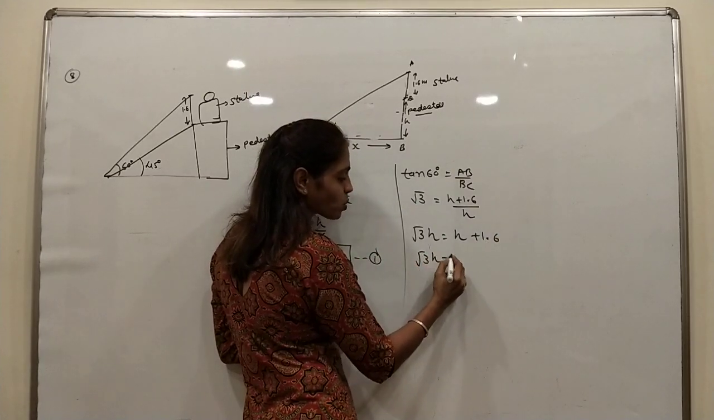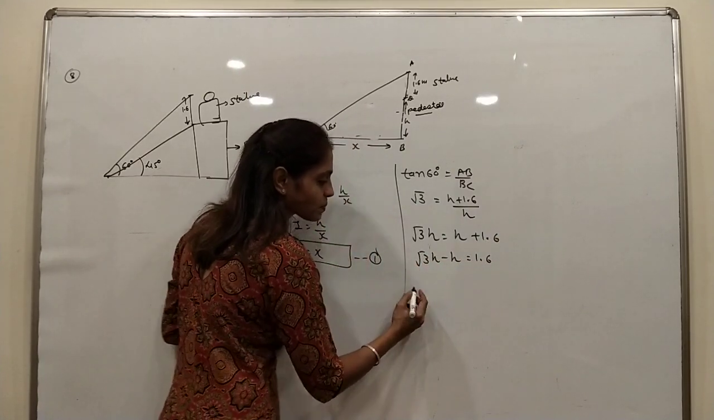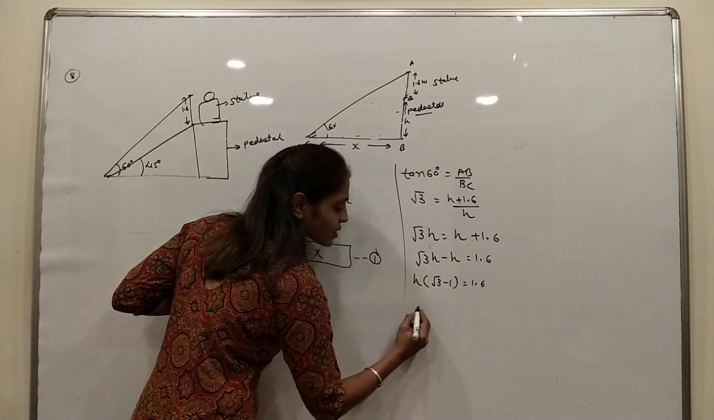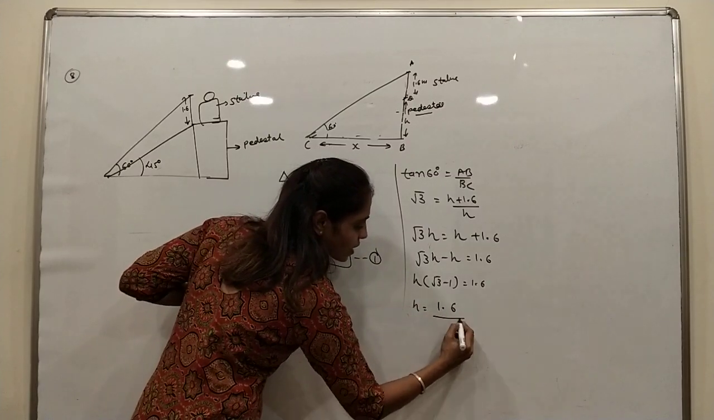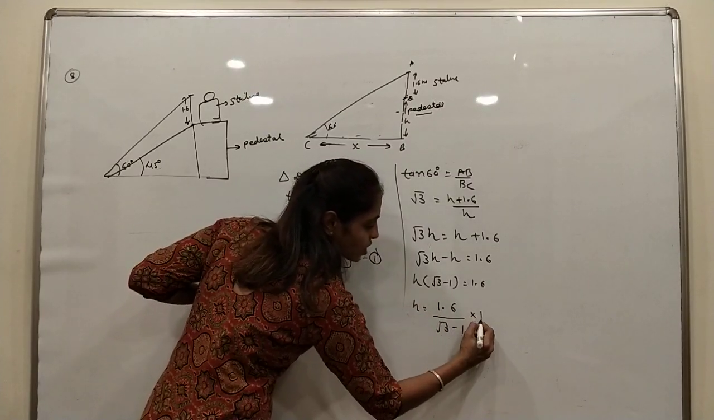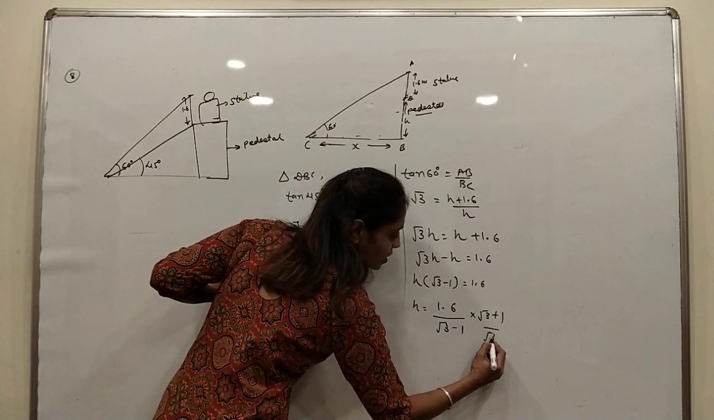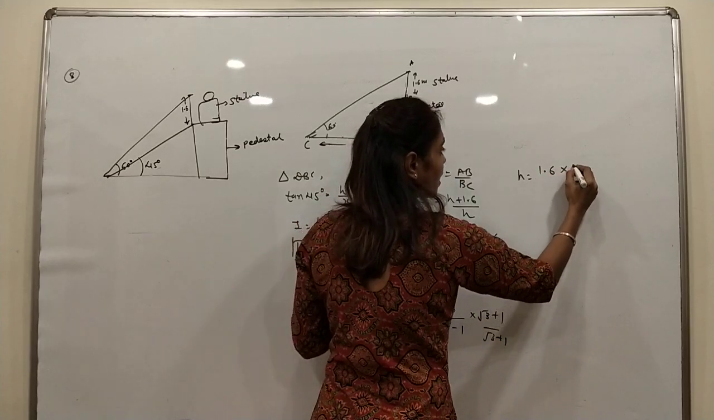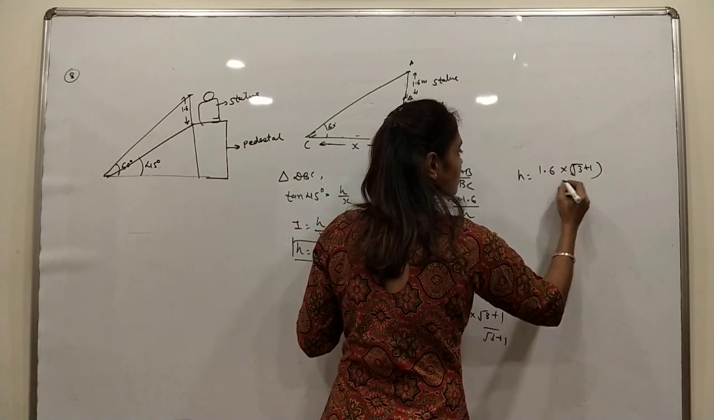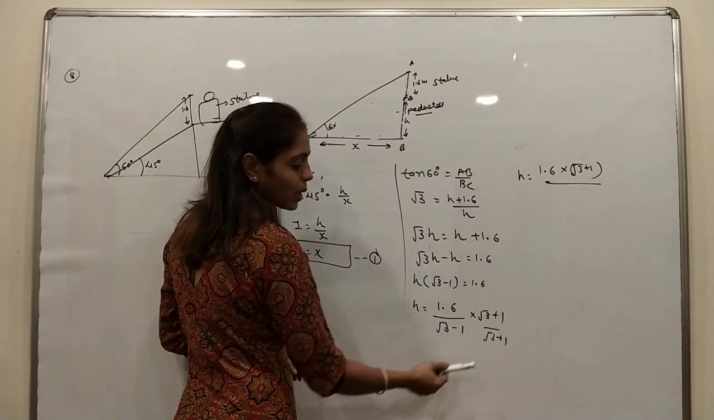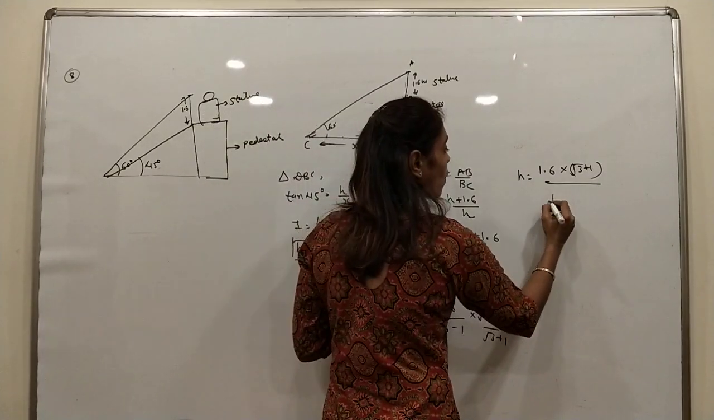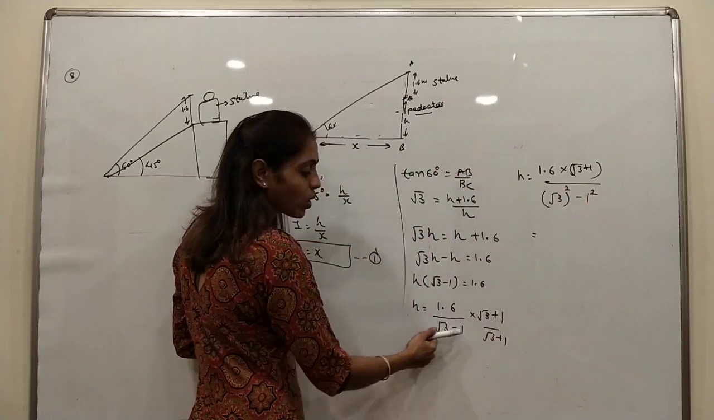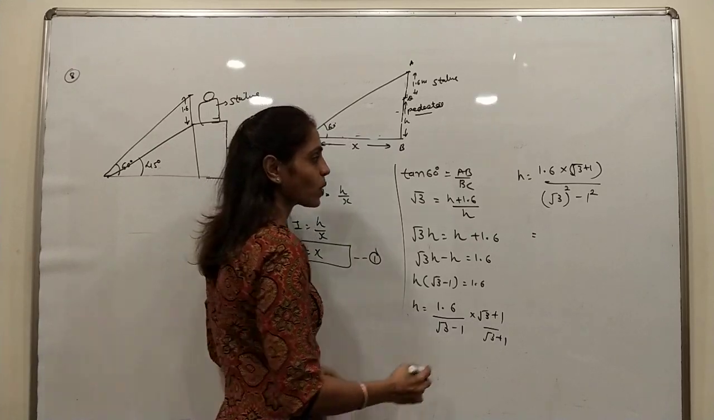So √3h minus h is 1.6. Taking h common, h(√3 minus 1) is equal to 1.6. So h is 1.6 upon √3 minus 1, and rationalize with the rationalizing factor √3 plus 1. So h is 1.6 into (√3 plus 1), and in the denominator, (a plus b)(a minus b) is a square minus b square, that is √3 square minus 1 square.